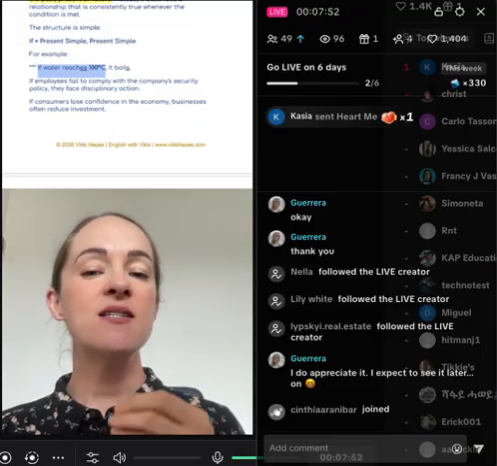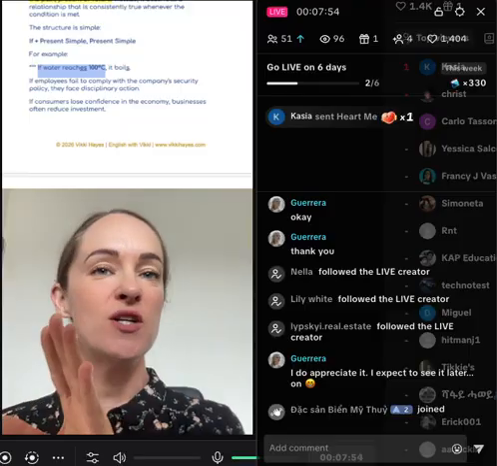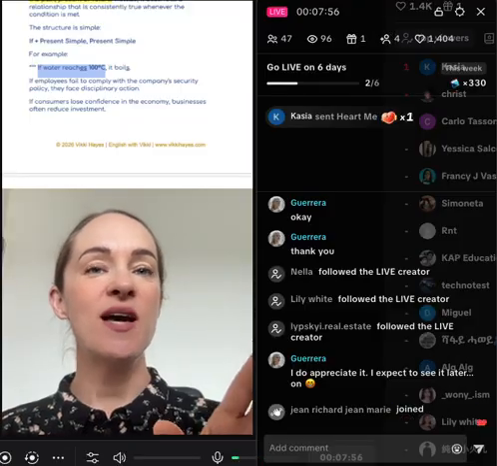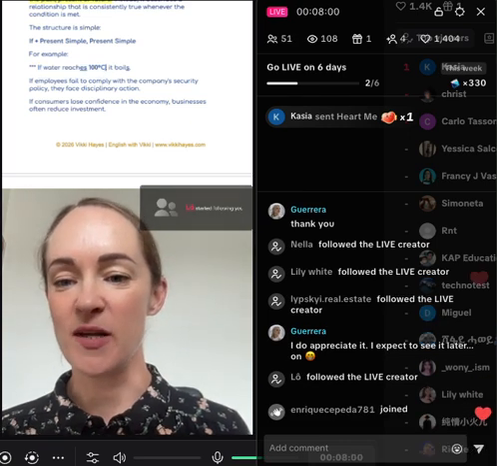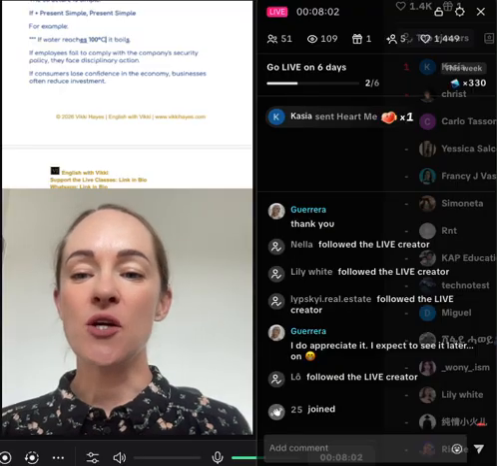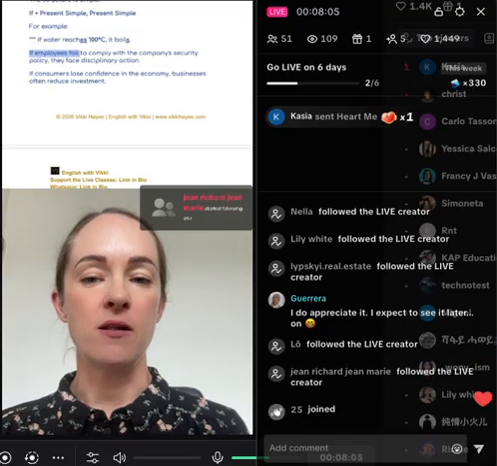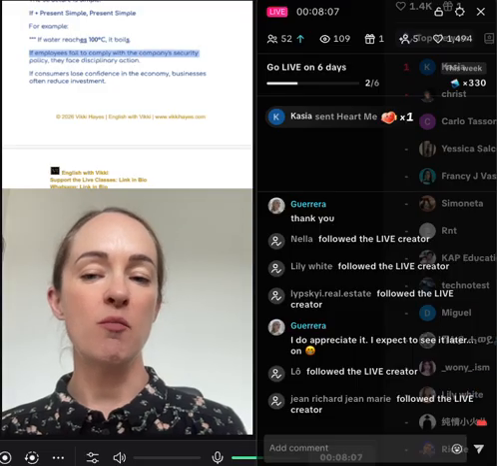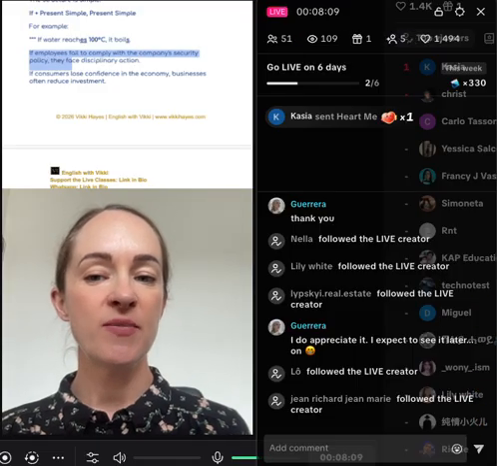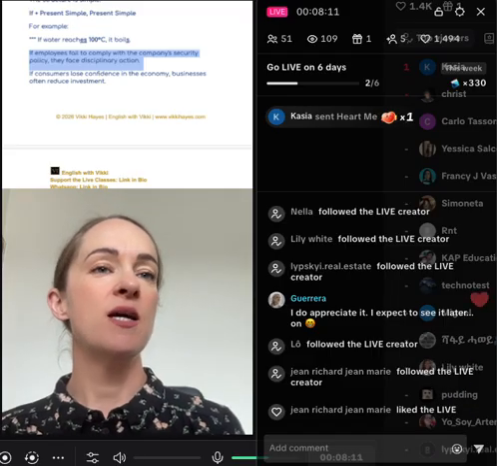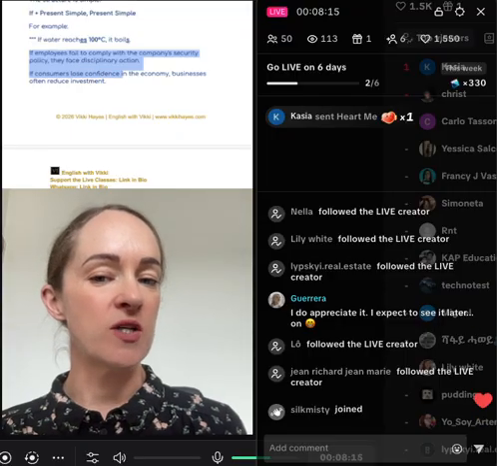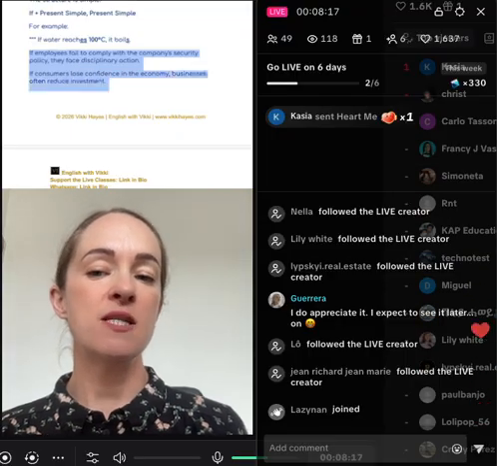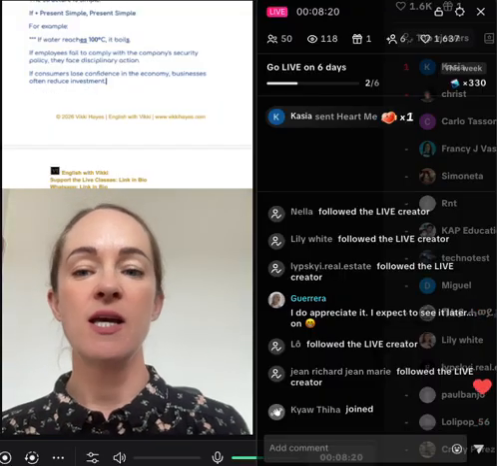No, this always happens. If the condition on the left is met, the result on the right will happen. Yes or yes, as we say in Spanish. Another one: if employees fail to comply with the company's security policy, they face disciplinary action. If consumers lose confidence in the economy, businesses often reduce investment.